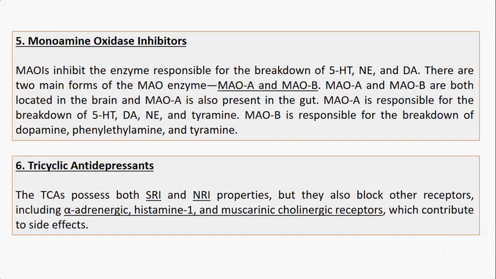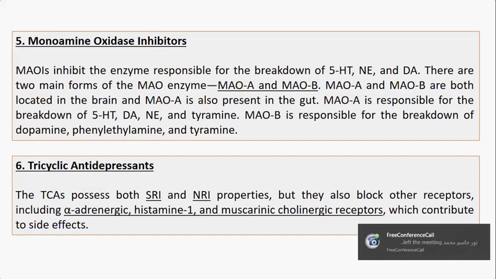Monoamine oxidase A and monoamine oxidase B are both located in the brain، بينما المونو أمينو أوكسيديز A أيضا يكون موجود بالجت. بالنسبة للمونو أمينو أوكسيديز A، يعني إذا نريد إنه نعرف إنه specifically responsible for breakdown of serotonin, dopamine and norepinephrine and also tyramine، بينما المونو أمينو أوكسيديز B is responsible for the breakdown of dopamine, phenylethylamine and tyramine.